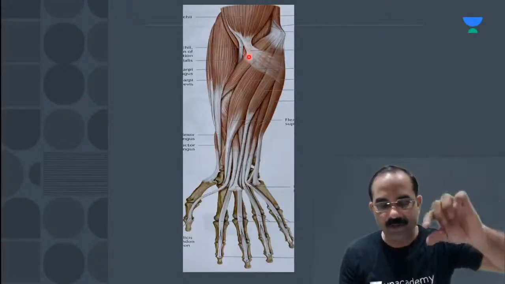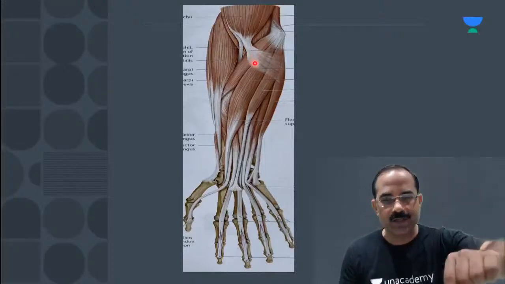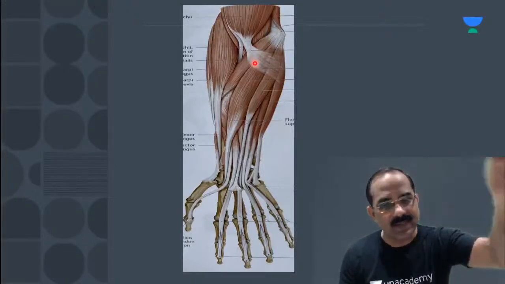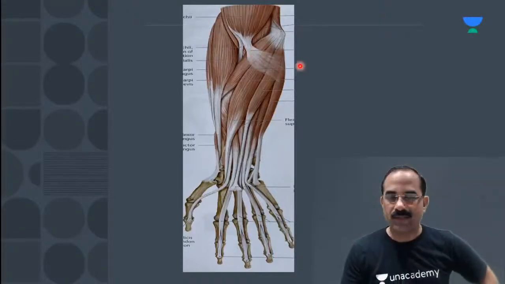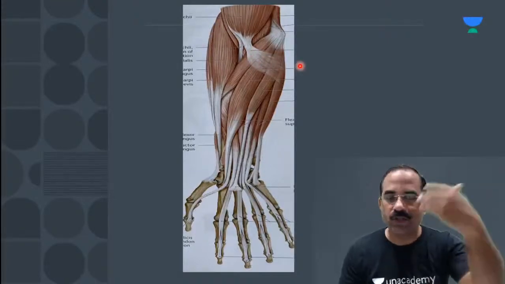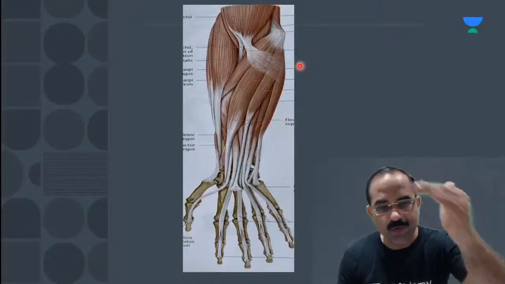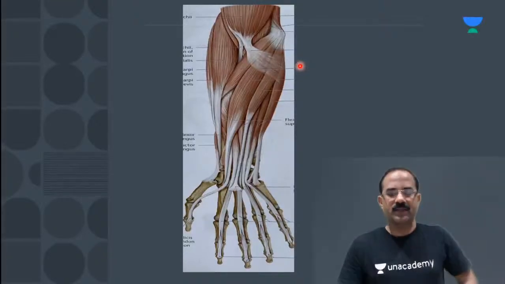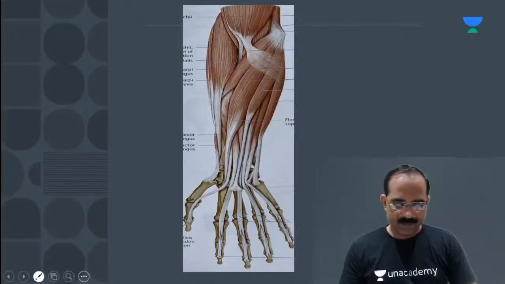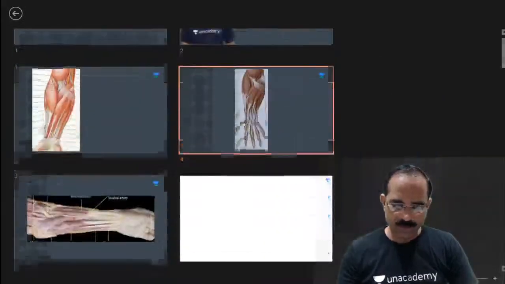This biceps ka tendon, where is it inserted? Into the radial tuberosity. Then it sends a small extension. It's an aponeurosis, and this is what we call the bicipital aponeurosis. And where is it going to lie? In the roof of the cubital fossa. Correct? So I hope the superficial muscles are clear to you.